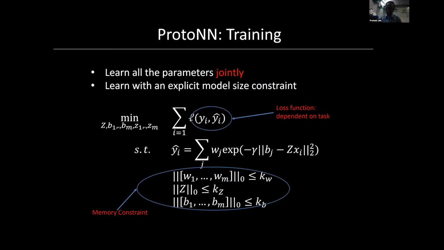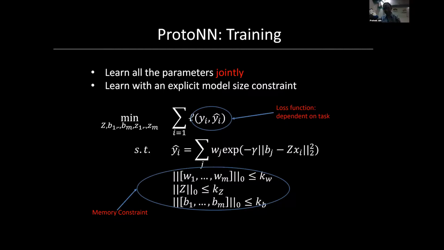Let's say I have to produce a model which fits in 8 kilobytes of RAM. So I will impose that condition very explicitly. I will say that my label vector, my projection matrix, as well as prototypes, should not have more than say KW, KZ, and KB non-zeros, so that I can now store these things in a sparse format, and my model can fit on a really, really small device. And I can also infer with this model in a very efficient manner on this small device, right? So now this problem seems a horribly hard non-convex optimization problem.